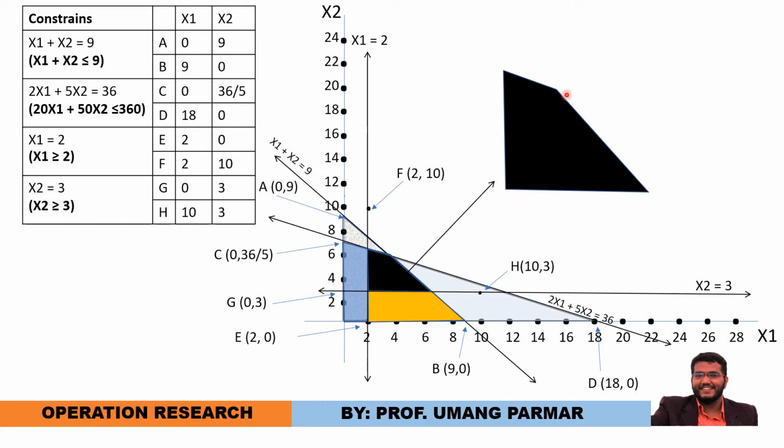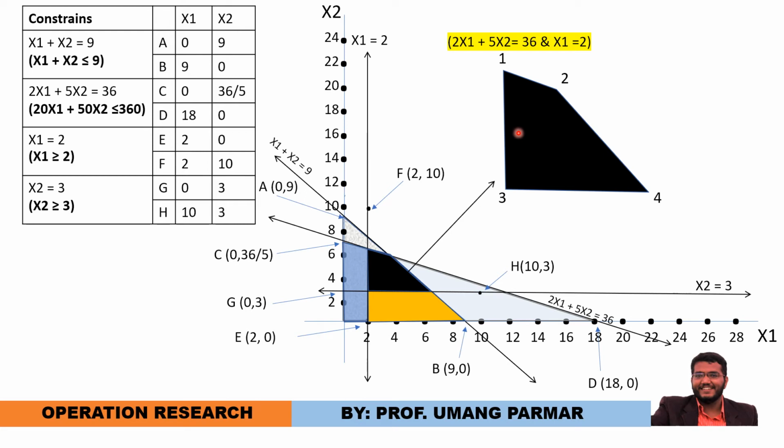So I am having something like this region, and if you are talking about the points, we are having point number 1, point number 2, point number 3 and point number 4. So these are the 4 points, and these are the corner points of my feasible region. So this region is called a feasible region. These points are called corner points. Also in some books it is written as vertex points. So these are the 4 points, and these are representing my feasible region.